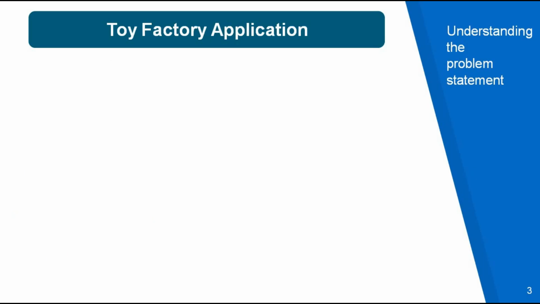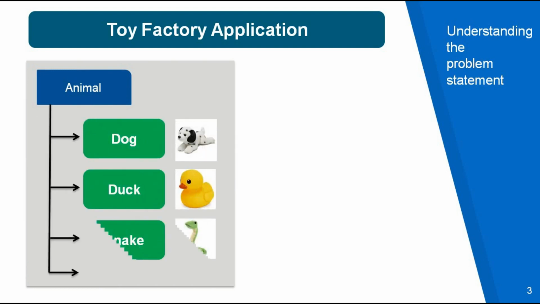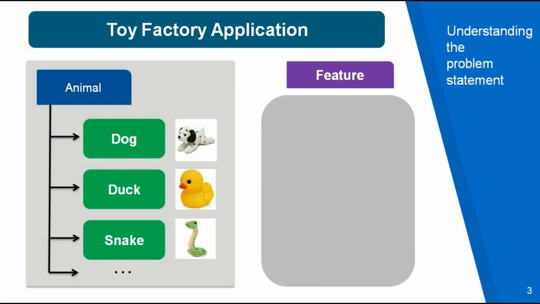Now let's assume that you are the owner of a toy factory company which specializes in creating different types of toys. This toy company has a very famous category, the animal category, where your company is creating different types of animal toys like dog, duck, snake and hundreds of other types of toys. Now all these toys have one application installed in them, and this application has one feature, which is displaying the name of that particular animal on the console.